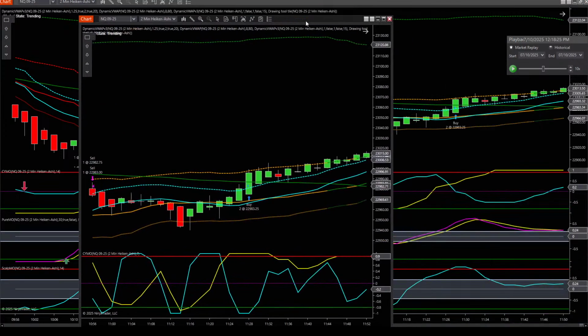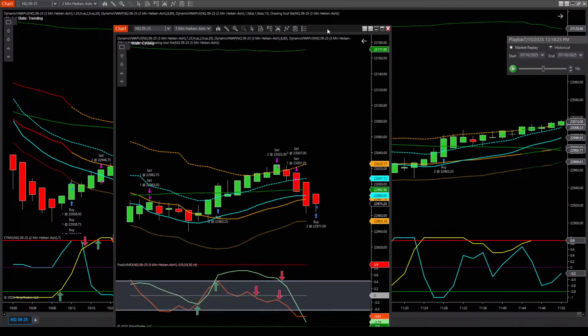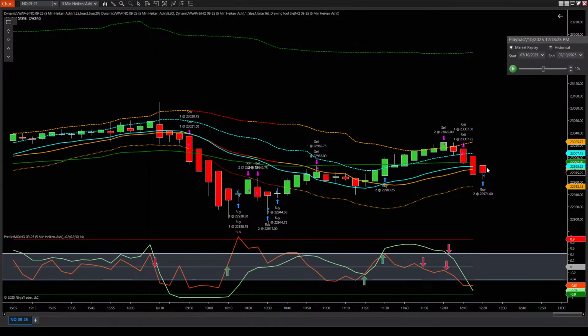Let's bring back the cycle chart right here. And we will go ahead and bring back predict mode right here on the 5-minute time frame.